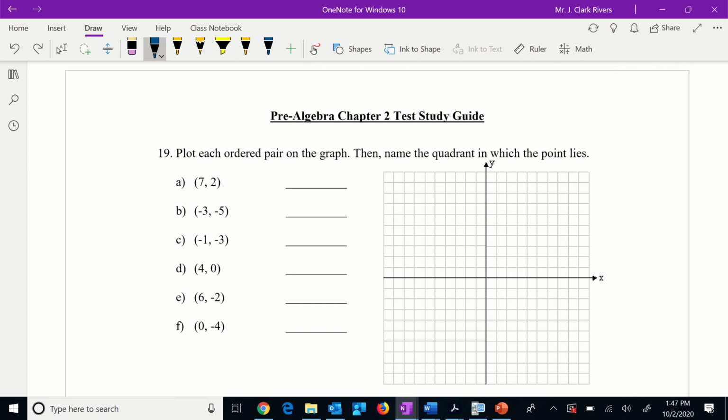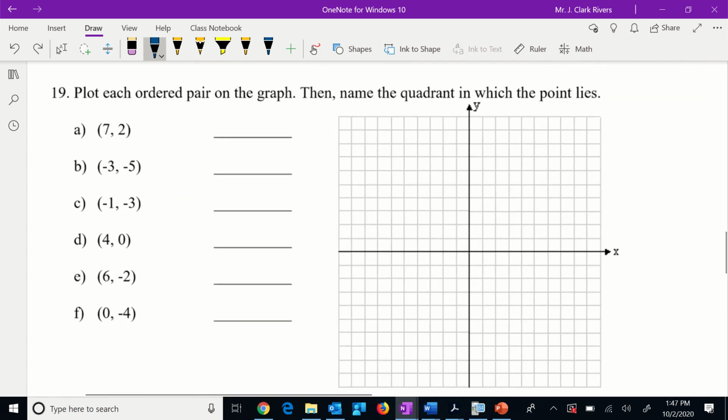7, 2. We're going to assume each of these squares is 1, right? So remember the x comes first and the y comes second. Okay, so 7, 2, that's going to be to the right 7. That is 1, 2, 3, 4, 5, 6, 7, and then up to right there. There's our point. That's in quadrant 1.